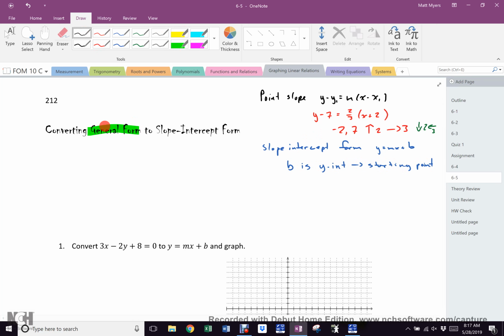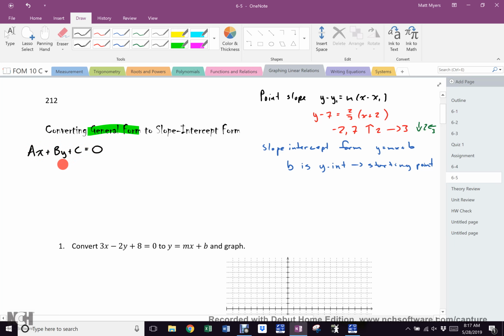Okay, well now you're going to learn a third form. And we've already used this form. I just haven't given it a name. This form is written this way. That is general form. Yes, sir.